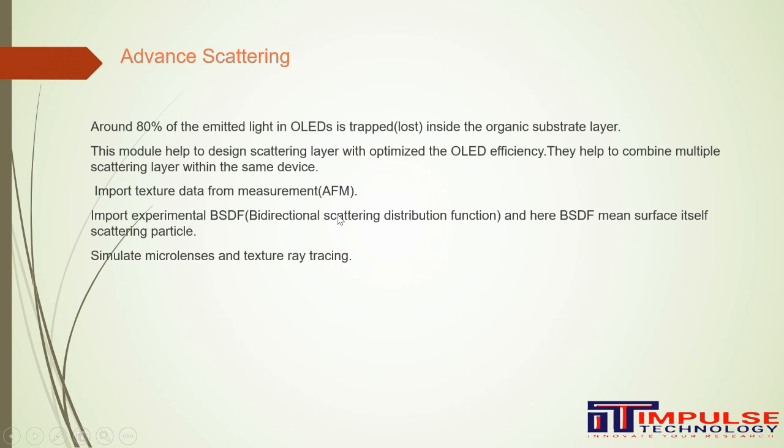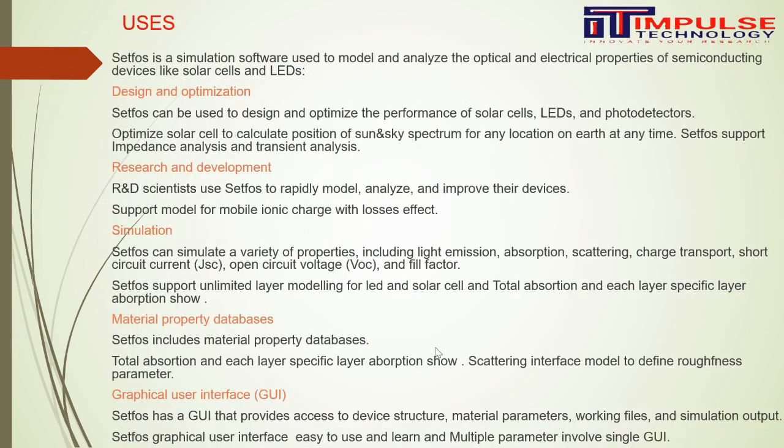Advanced scattering. Scattering means the direction of motion of particles changes because of collision with other particles. That means 80% of emitted light in an OLED is trapped inside the organic substrate layers. This module helps to design a scattering layer with optimized OLED efficiency. In simple words, we can say it is a process where the direction of motion of particles and radiation changes randomly as they pass through the medium. Now we will move to the next slide.